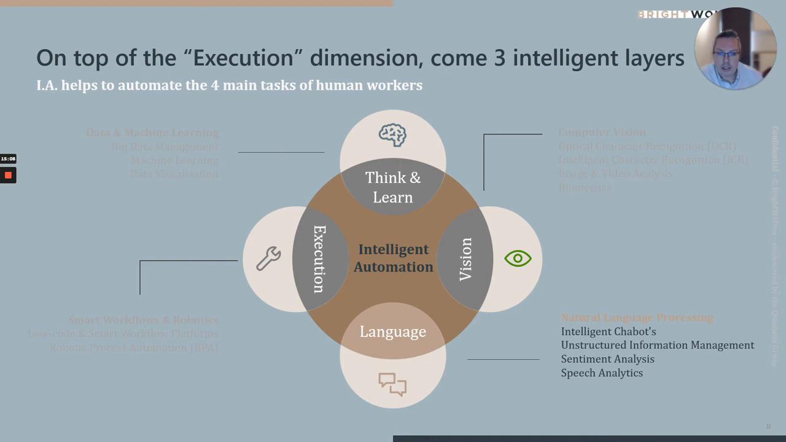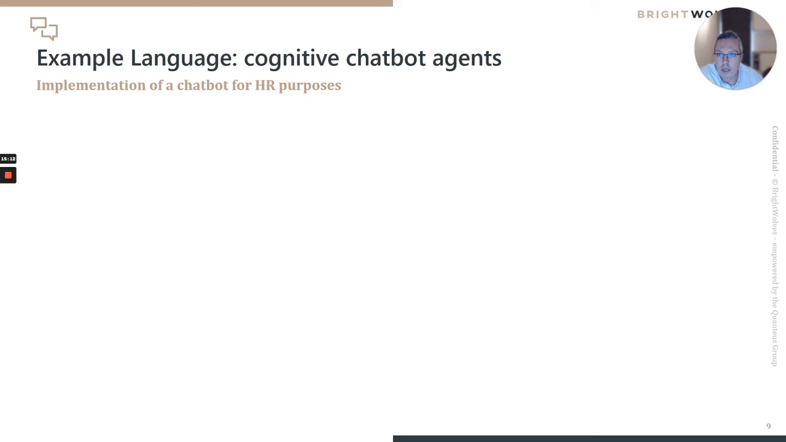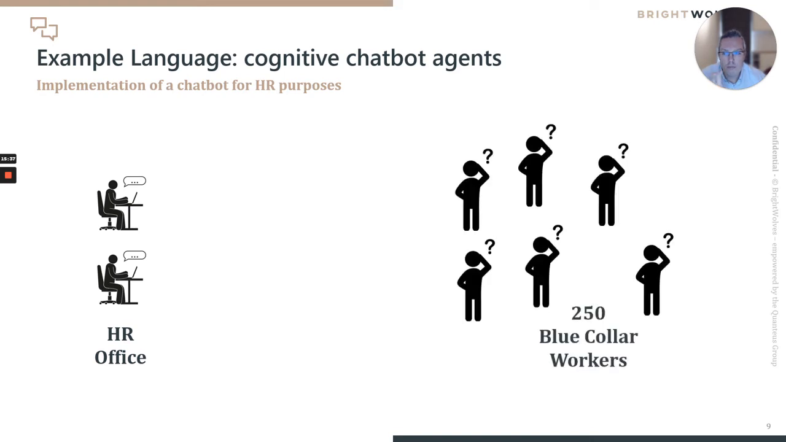But let's now take a look at the example of the intelligent chatbots. And actually this example is quite fun for me, because it's not about a chatbot that is directed, that is somewhere on a website for clients to interact with and to ask a bit of stupid questions. It's really an implementation internally in an organization for HR purposes. So what was the situation? Actually, that organization had 2 HR persons working in the HR office, and they were supporting about 250 blue-collar workers.